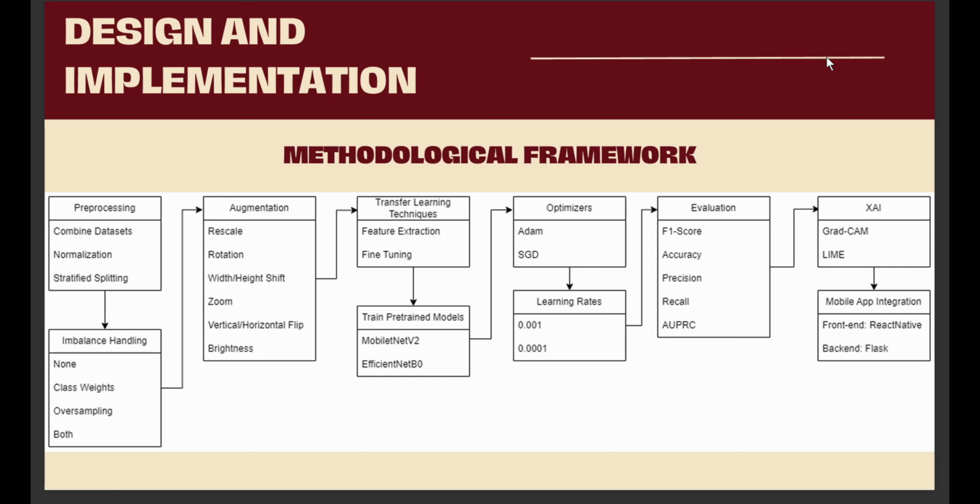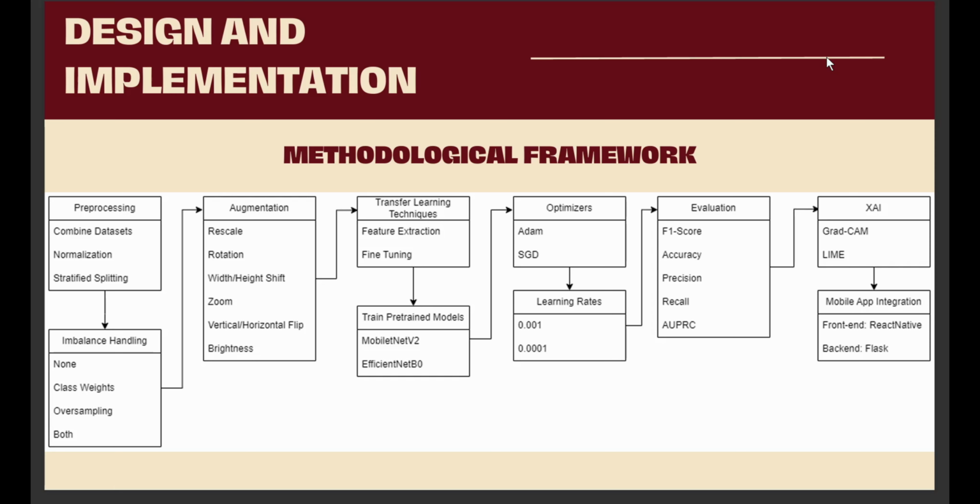For the transfer learning techniques, we have feature extraction and fine-tuning. And for the pre-trained models, we have MobileNet V2 and EfficientNet B0. For optimizers, we'll be choosing Adam or SGD. And for the learning rates, we will be comparing 0.001 and 0.0001.